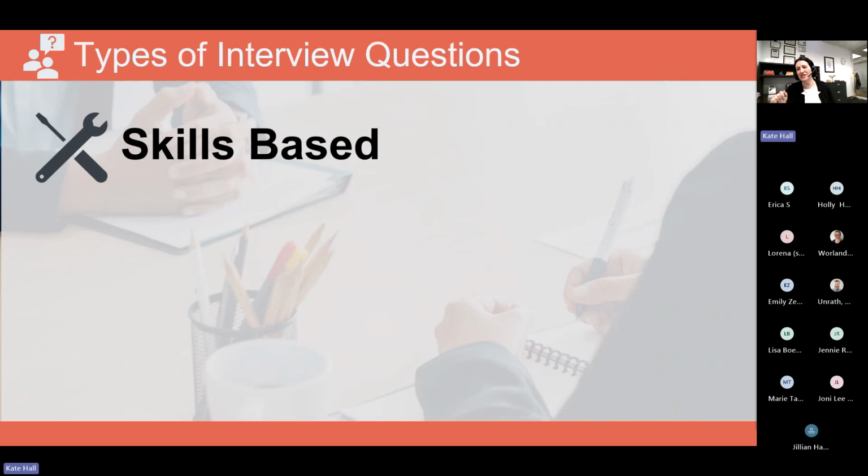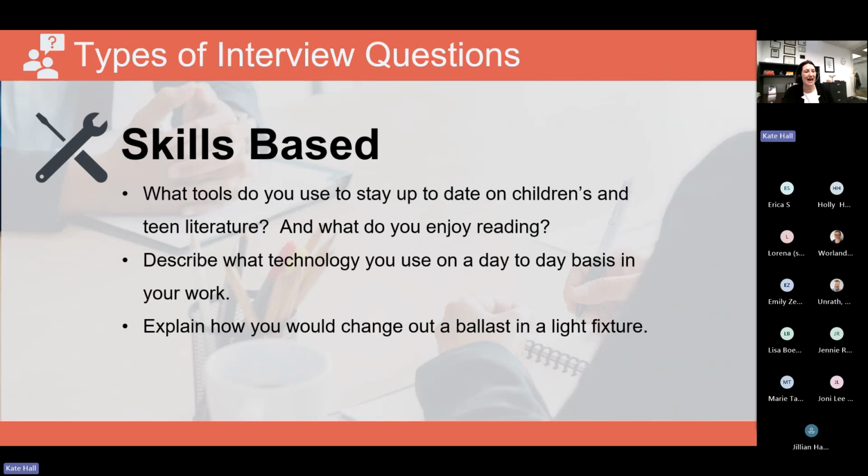So skills-based questions, and it sounds like a lot of people here have experience. When we think about skills-based questions, some of the things that I like to ask about are things like, what tools do you use to stay up to date? I like to ask people about technology.